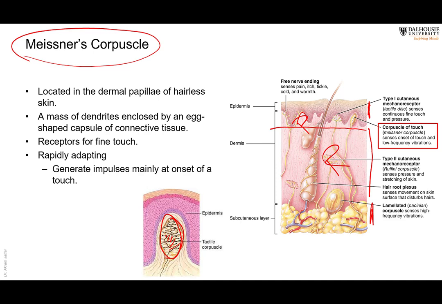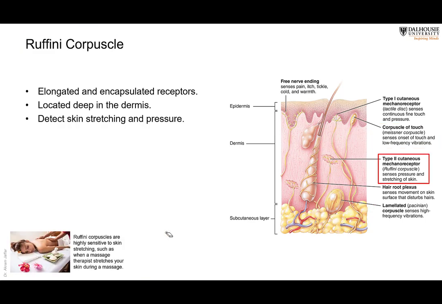These corpuscles are present in the papillary layer of the dermis. Some textbooks describe them like a skein of wool. They are receptors for fine touch, the discriminative touch. Again, they are rapidly adapting receptors, not like the Merkel disc, which is slowly adapting.